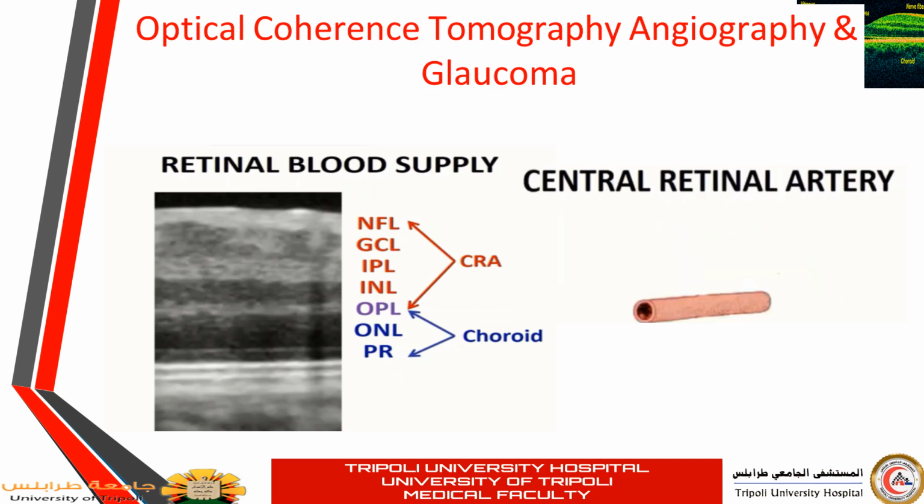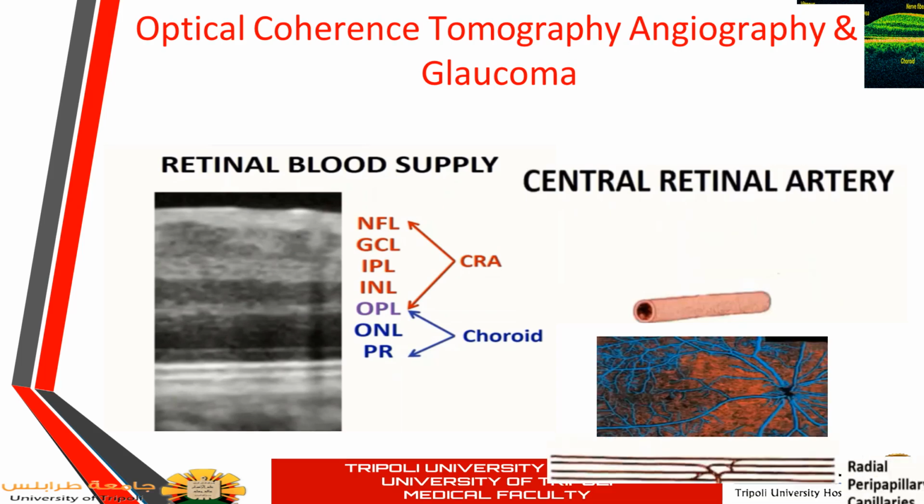Now, the central retinal artery, when it passes through the optic disc, will divide into upper and lower divisions, and in turn, each division will be divided into nasal and temporal branches. The same pattern will be followed in both hemiretinas, and usually there is no crossing of blood vessels between the upper retina and the lower retina.